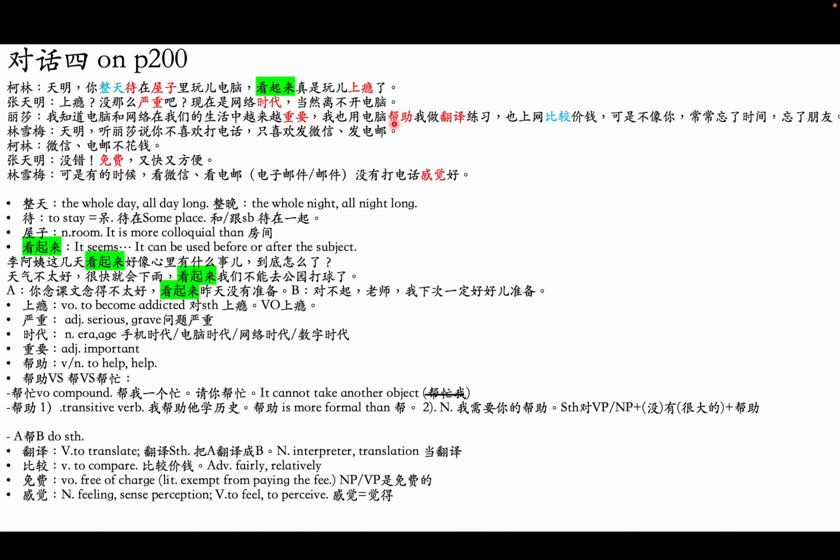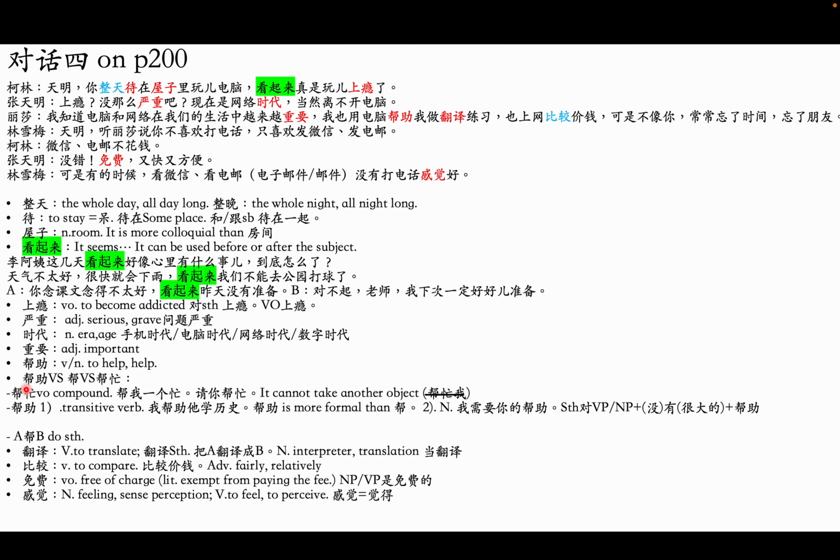我也用电脑帮助我做翻译练习。帮助 means to help. 翻译 means translate. So I also use my computer to do my translation exercise. 好，帮助we in Chinese 101 we have learned 帮 and 帮忙, and then we also learned 帮助. What's the difference between these? So let's start from 帮忙.